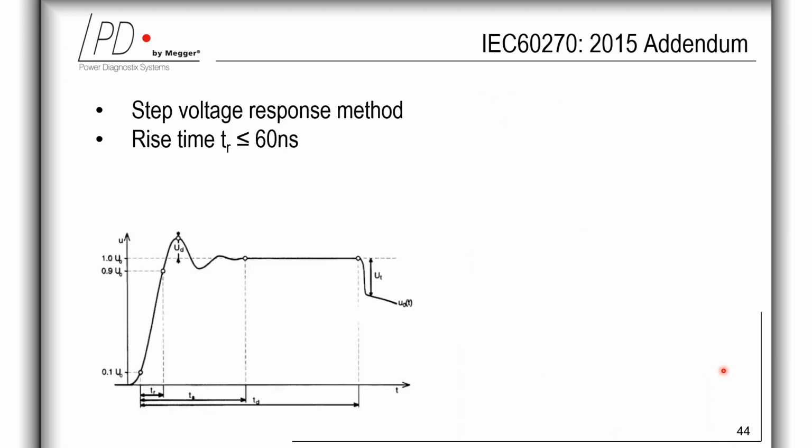And with the addendum of 2015 of the IEC 60270, an additional calibration method, which is also called a step voltage response, was introduced. With this addendum, the rise time was set to a maximum of 60 nanoseconds and the time to steady state, which is TS here, no longer than 200 nanoseconds. And the stable step voltage duration, TD, is to be at least 5 microseconds. And the absolute voltage deviation, delta U, is not larger than 3% of U0, and U0 is the step voltage magnitude.